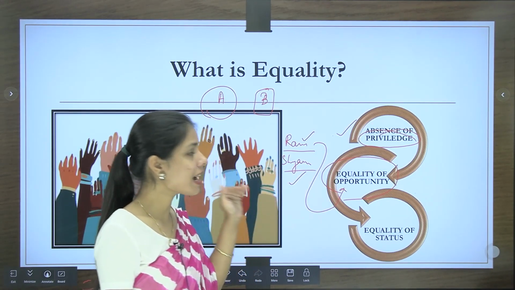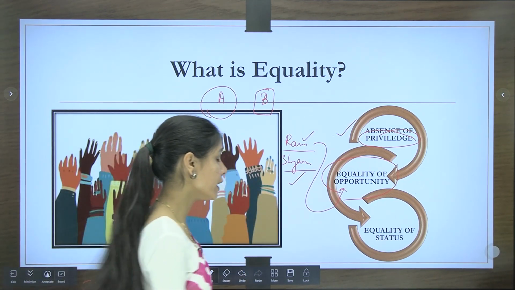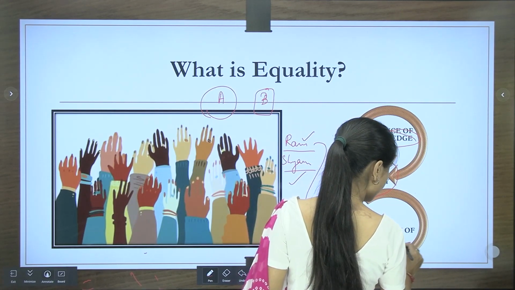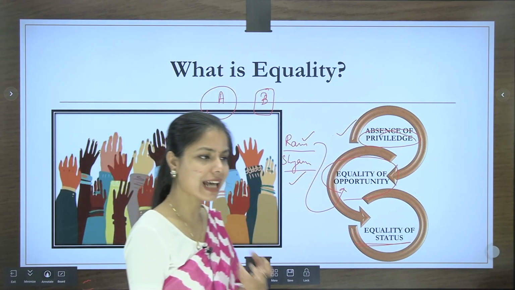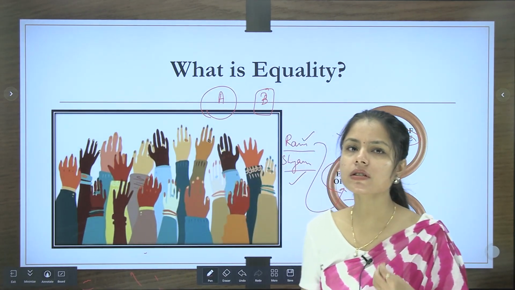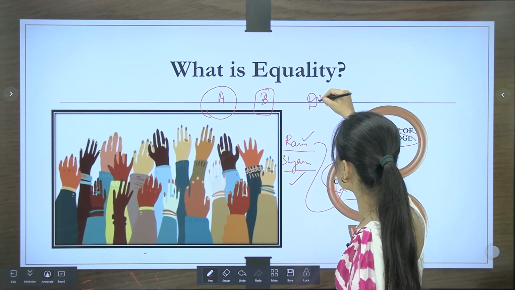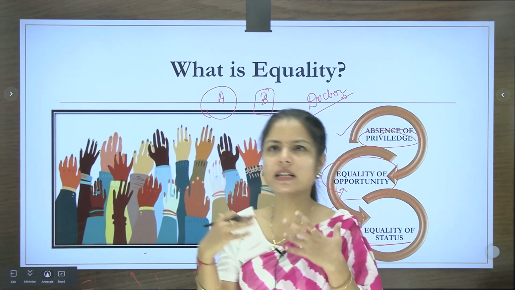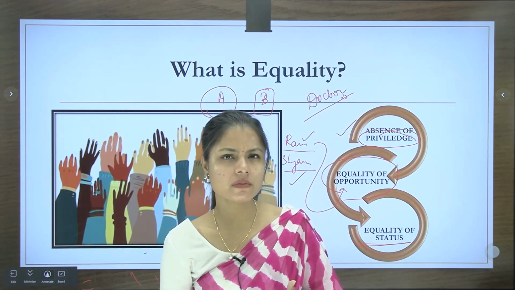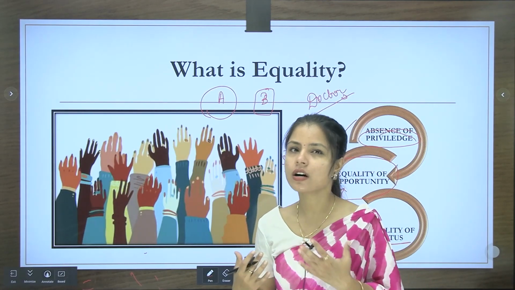So once you understand absence of privileges as well as equality of opportunity, you then move on to equality of status. So we as a society often attach importance to certain professions more than the other. So let's say somebody is a doctor. So you would think of this person as maybe the most important person in the society, or maybe you attach a lot of importance to his or her existence.